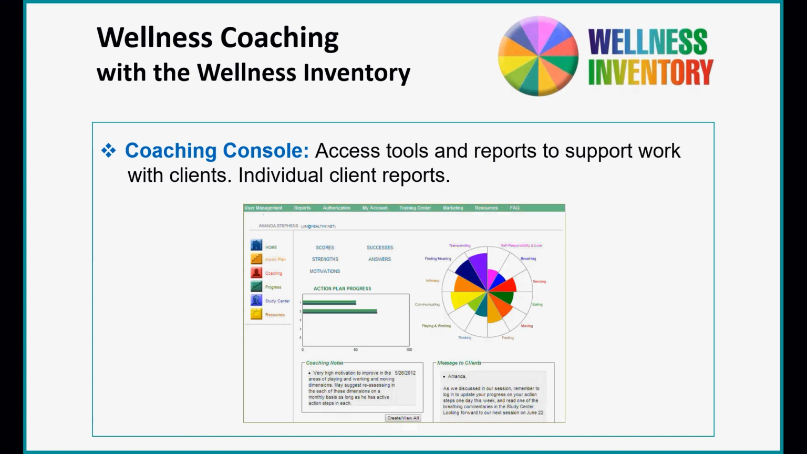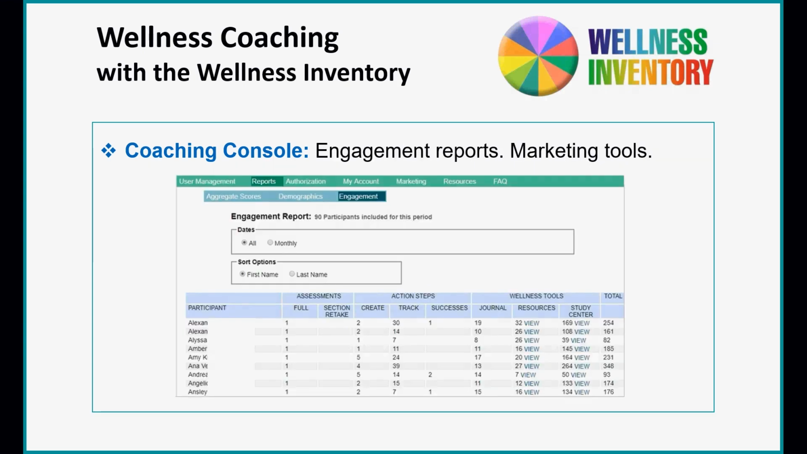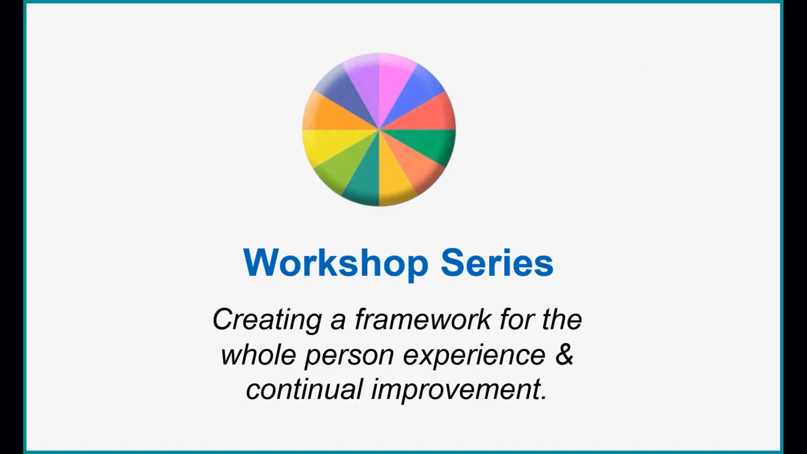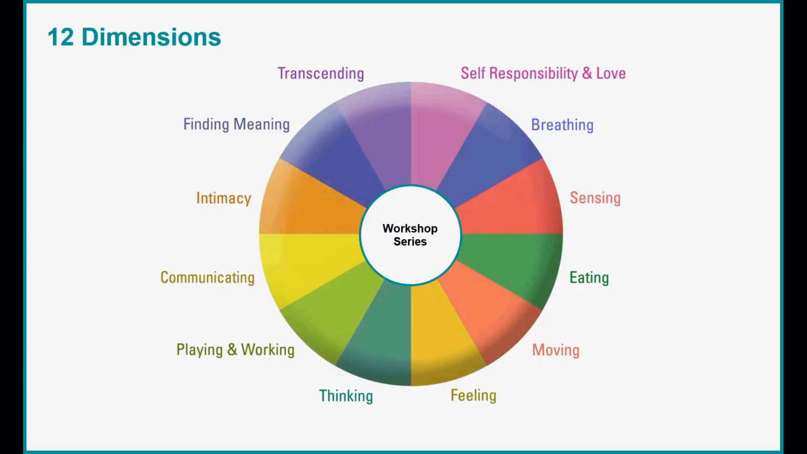And we provide coaches and all licensees with great tools: individual client reports, engagement reports, communication tools, aggregate types of tools. And then we come to the workshop series. And this is where we create a framework for the whole person experience and continual improvement. The workshop series can be a series on all 12 dimensions, like maybe one a week. And people have been doing this since the early 80s using the Wellness Workbook and now using the Wellness Inventory.